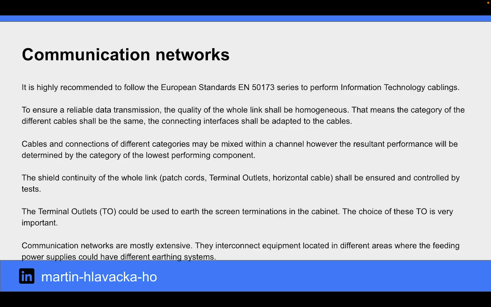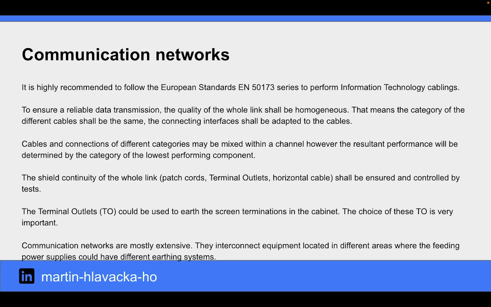Communication networks. It is highly recommended to follow the European standards EN 50173 series to perform information technology cablings. To ensure a reliable data transmission, the quality of the whole link should be homogeneous. That means the category of the different cables should be the same and the connecting interfaces should be adapted to the cables. Cables and connections of different categories may be mixed within a channel, however, the resultant performance will be determined by the category of the lowest performing component.